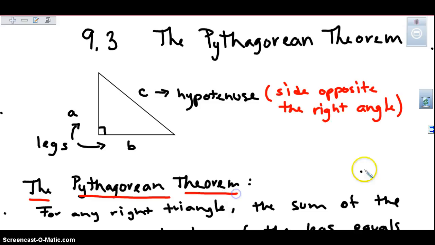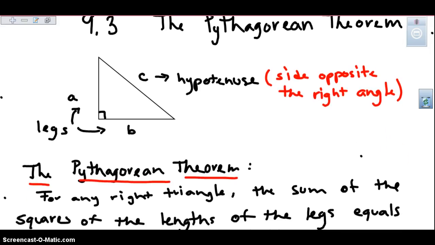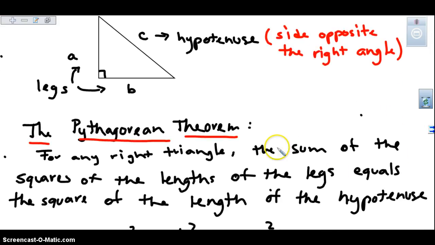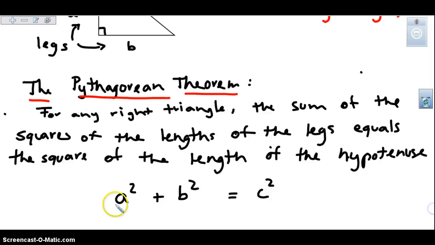The Pythagorean theorem says that for any right triangle, the sum of the squares of the lengths of the legs equals the square of the length of the hypotenuse. So if the legs are A and B, when you add the square of each of these legs, it should equal the square of the hypotenuse. And this is how the legs and the hypotenuse of a right triangle are related by the Pythagorean theorem.